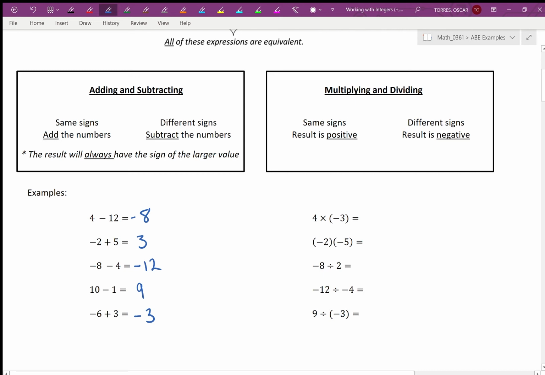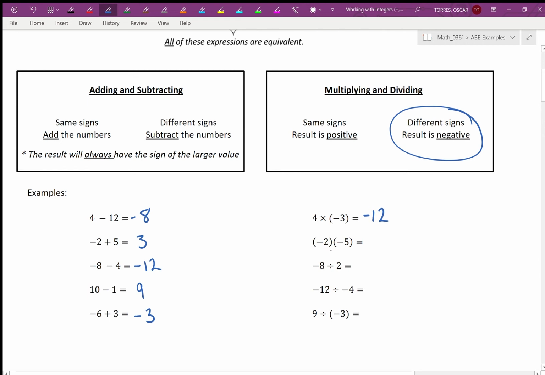So jumping into the examples, for this first one, we have 4 times negative 3. They have different signs because the 4 is positive, the 3 is negative, so the result is going to be negative. Now we just do the multiplication. 4 times 3 is 12, so the result is negative 12 because they had different signs.